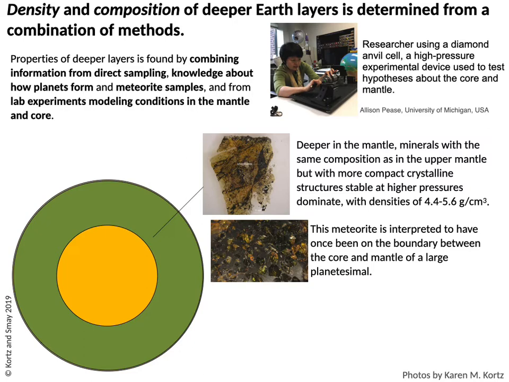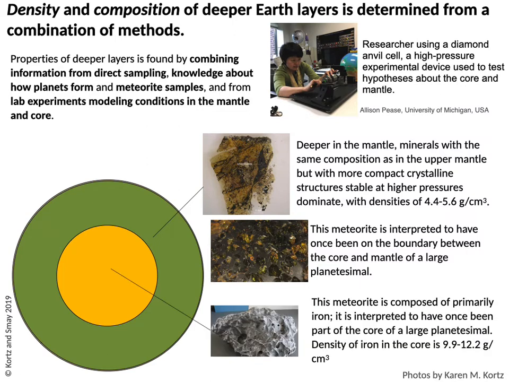I shouldn't say lots, meteorites are still pretty rare, but we have enough that we've been able to figure out a lot of things, again, from a combination of different kinds of information. What we've been able to figure out is that the density of the iron in the core is likely to be between 10 and 12 grams per centimeter cubed. And again, that's a combination of meteorite samples and lab experiments.